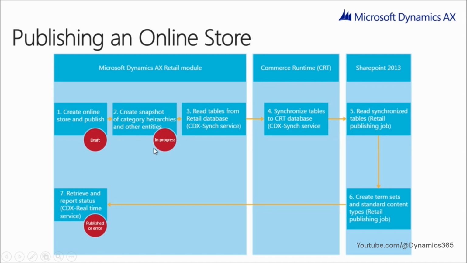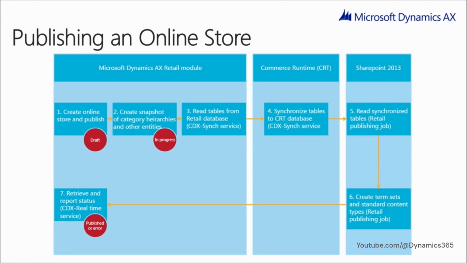Microsoft Dynamics AX takes a snapshot of the categories and properties that are configured in AX. Once these snapshots are taken, the async server and async client read information about the online store hierarchies, and also read the properties in the retail store database and send them to the commerce runtime in the online storefront, which is nothing but the SharePoint 2013 online portal.